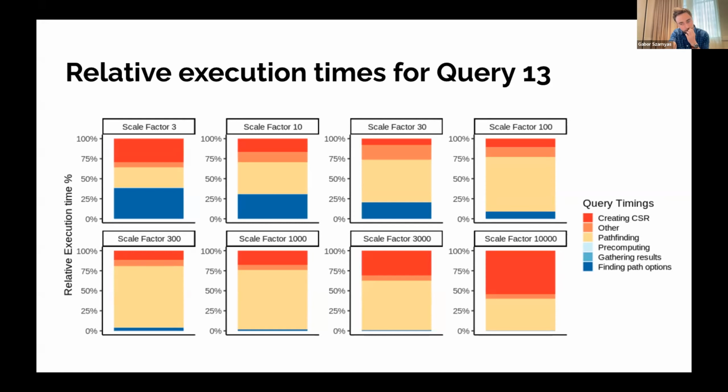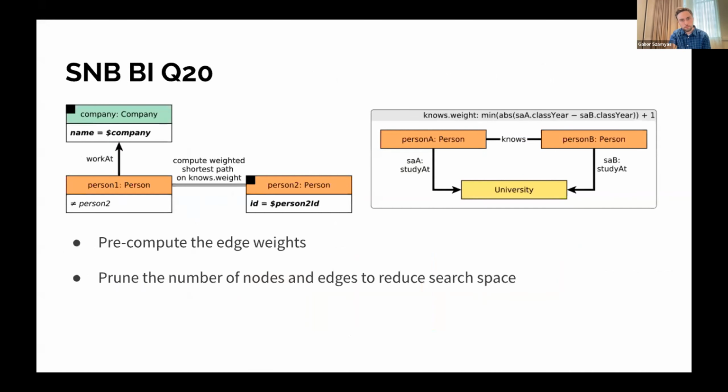The CSR creation and pathfinding can be further optimized possibly. So that's something we're looking into. For the cheapest path, we use BI query 20. It was explained yesterday briefly. But the most important part is that we're given a company and a person 2, and we need to find a person 1 who shares a connection with this person 2 and works at the company.